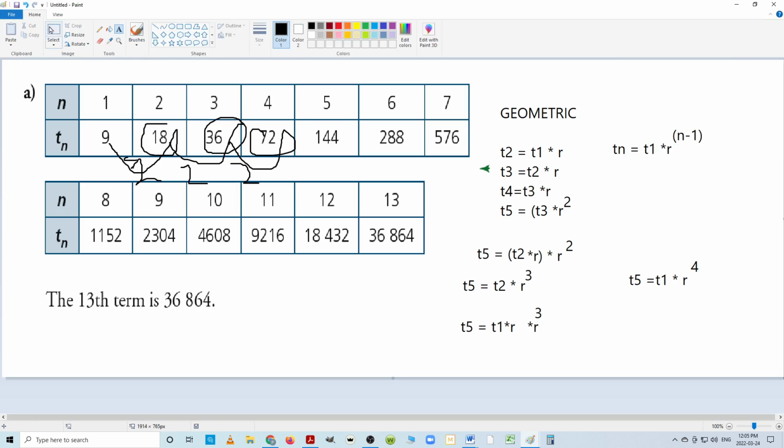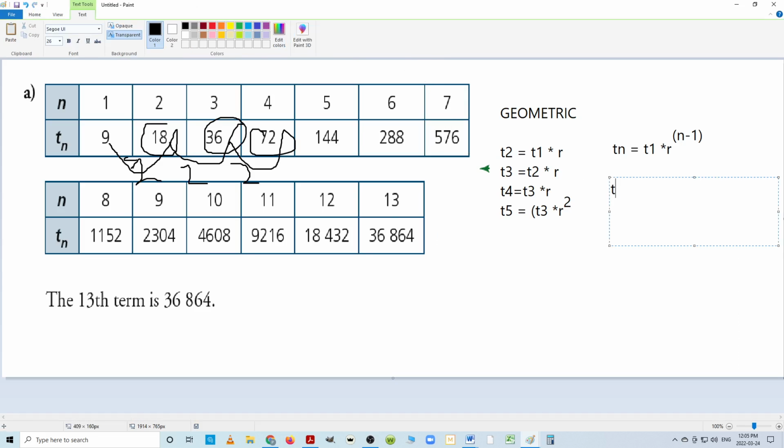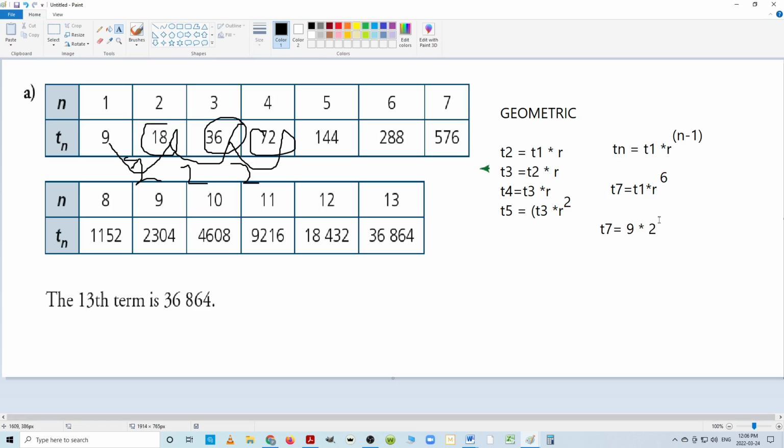Let's see if that works. We've got term 7 over here. We know what it is. Let's just see if the formula works. So if I'm looking for term 7, I'm going to take term 1, multiply by r to the power of 7 minus 1. 7 minus 1 is 6. Okay, that means term 7 is equal to term 1, which I know is 9, times r, which I know is 2, to the power of 6.